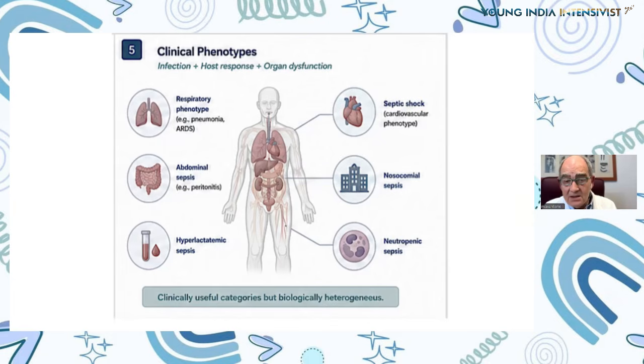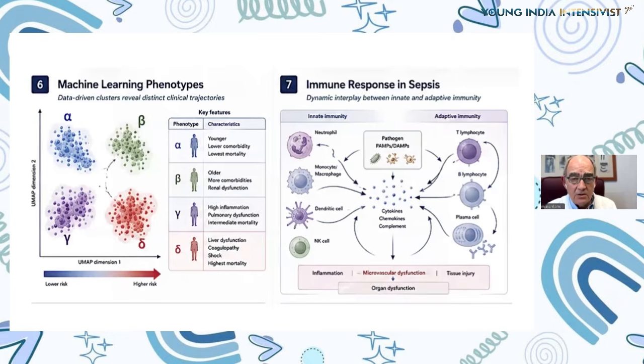But the real matter is that biologically, these clinically recognizable characteristics are heterogeneous. It is important to take into account also AI and machine learning activities that may identify different phenotypes. In this graph, a uniform manifold approximation and projection graph in 2 dimensions, different phenotypes with different characteristics are represented.